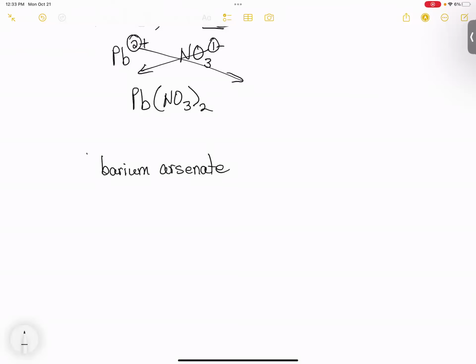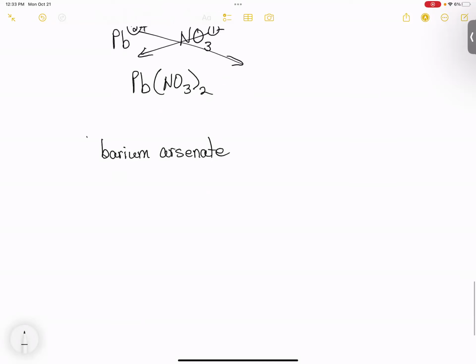Barium arsenate. What is the cation? Cation's always listed first. So it's barium. What charge does it have? +2 or 2+? How did you know that? It's in group 2. Yes, I'm going to continue asking, how do you know this? Because that is half the battle.